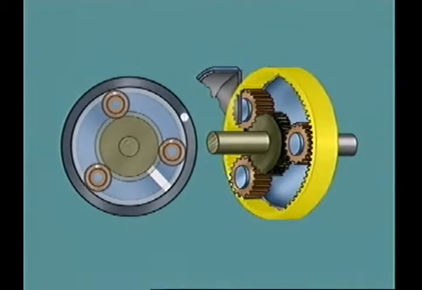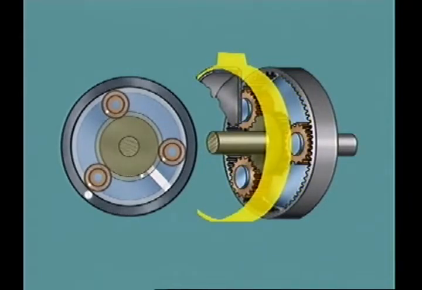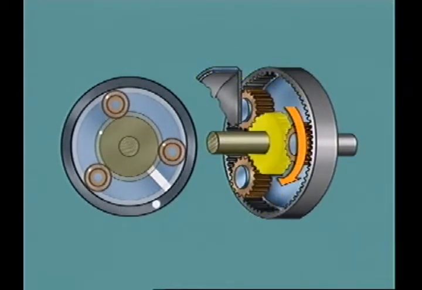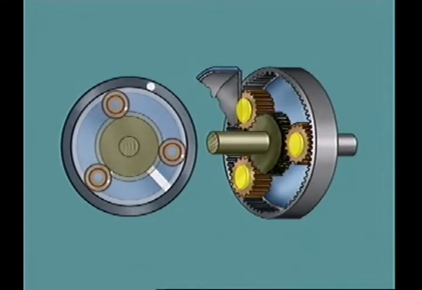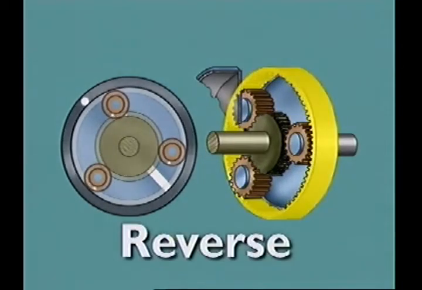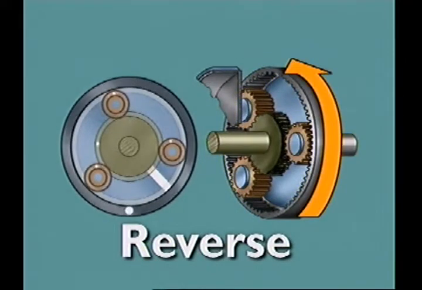For reverse, the ring gear is attached to the output shaft, and the planet carrier is held stationary by a brake band. Rotating the sun gear causes the planet gears to idle on their stationary pins. This turns the ring gear and its output shaft in the opposite direction to engine rotation.